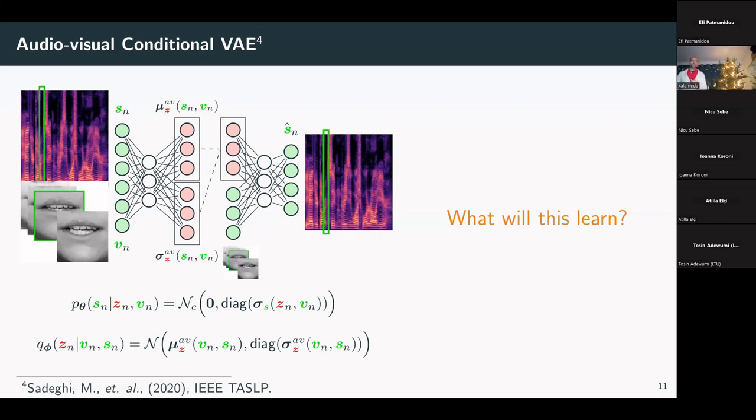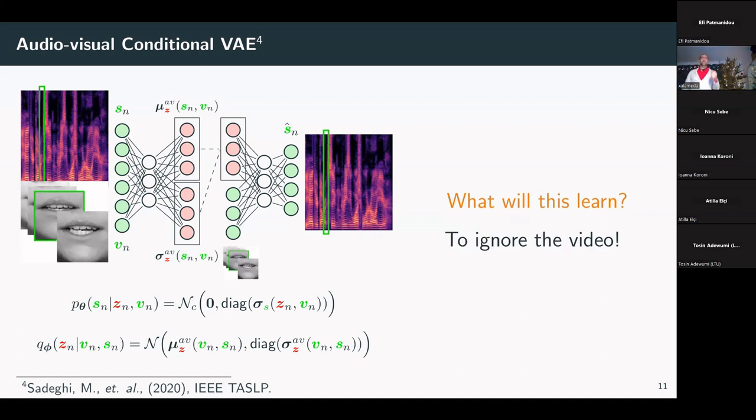And I cannot see your faces, so I don't know if you are completely puzzled or not by this question, but anyway, what happens is that this architecture learns to ignore the video. Why? Because if your latent code has enough dimensions, then all the information that you need to reconstruct the audio signal is in the very same audio signal, right? So there is no need for the network to go and exploit the visual information that you input both at the encoder and at the decoder.